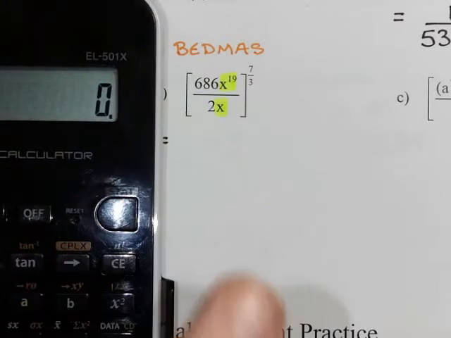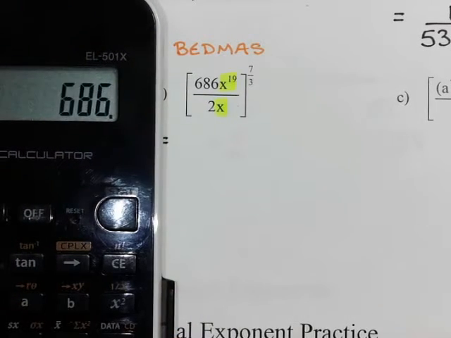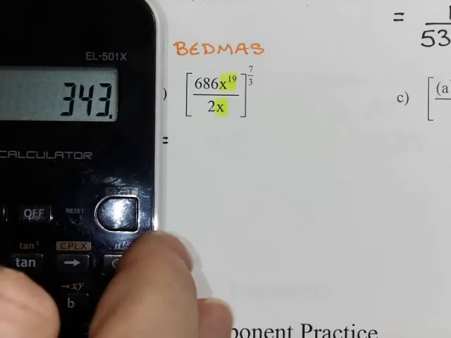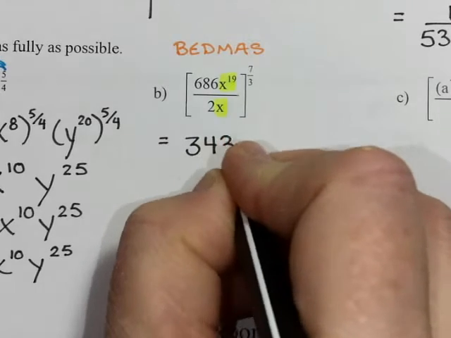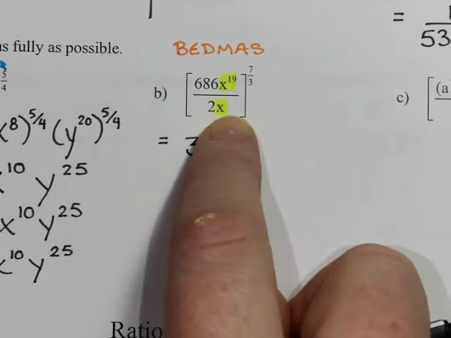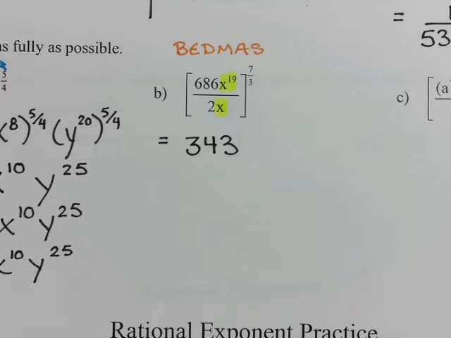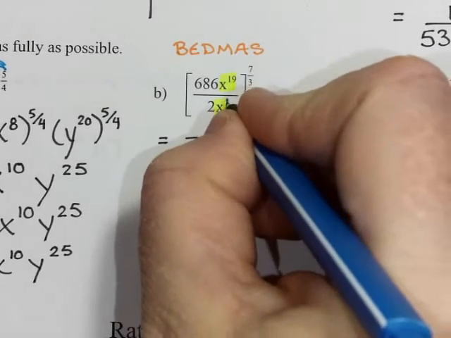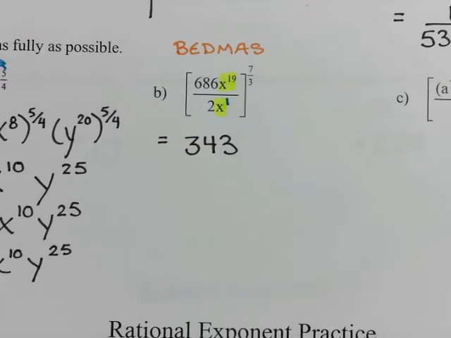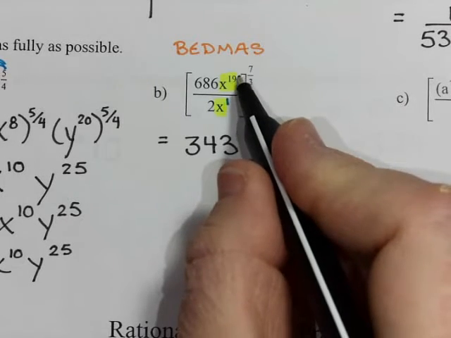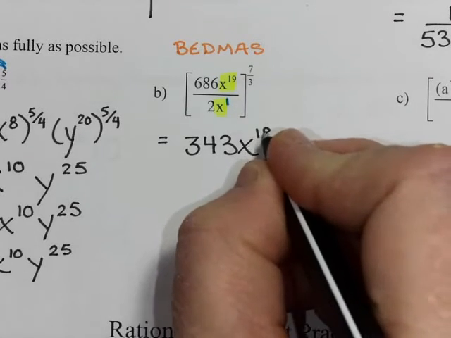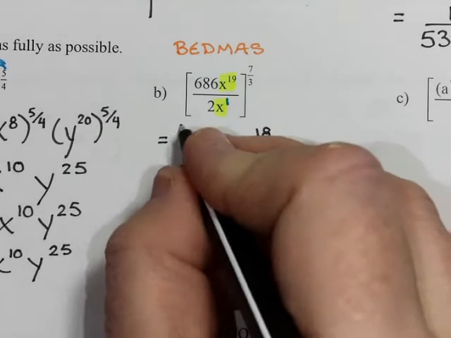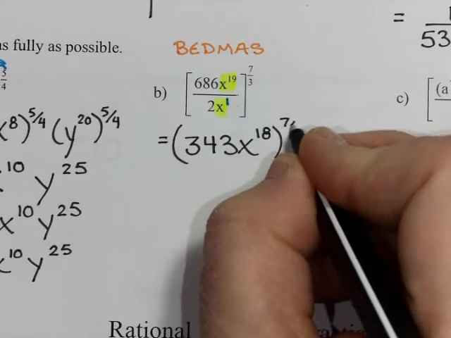What I am going to do is 686 divided by 2, which is 343. And then x to the 19 divided by x. That x has a secret exponent of 1. And we said when you're dividing, you subtract your exponents. So 19 take away 1 would give me x to the power of 18. And then that is in a bracket to the power of 7 over 3.